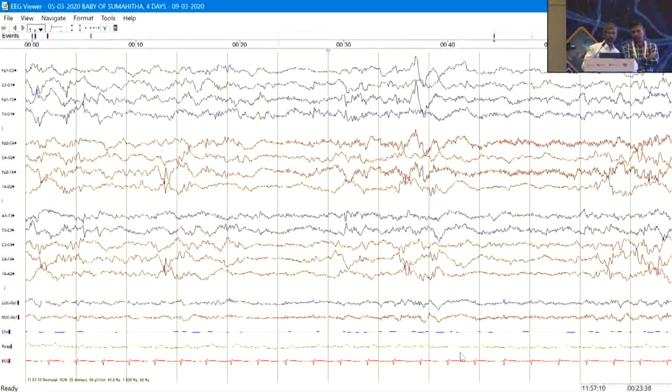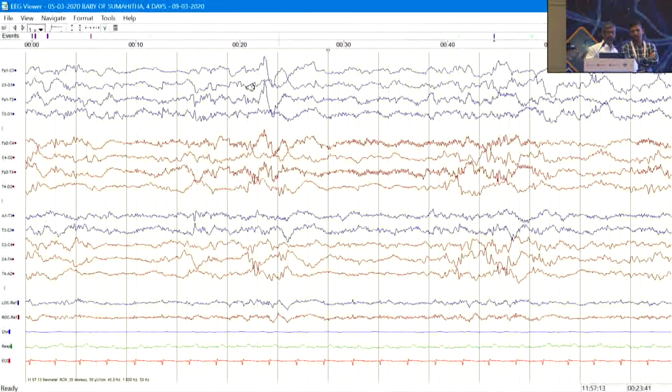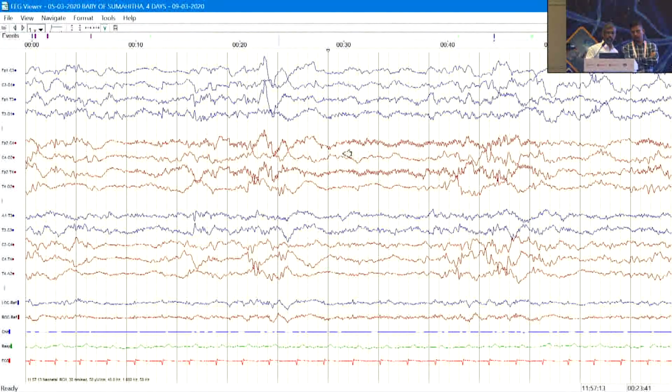So going forward, more pages of discontinuity. You can see in between there is a burst of higher amplitude activity followed by relatively lower amplitude activity for 3 seconds, 2 seconds. So this is again trace alternant.